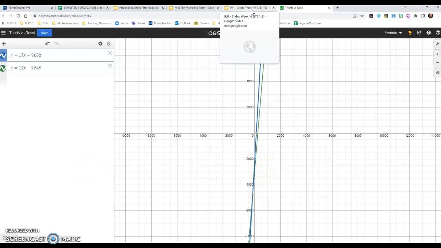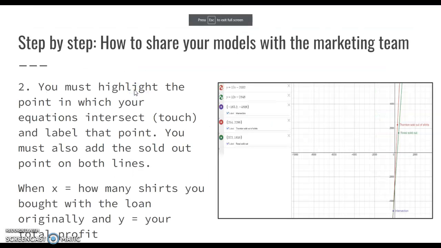Okay, so our next step is to highlight the point where our equations intersect and label that point, and I must also label the points where I've sold out on both of my lines. So you can see I have a Thornton sold out and a Rossi sold out. Remember, x is how many shirts you bought with the loan originally, and y is your total profit on that.